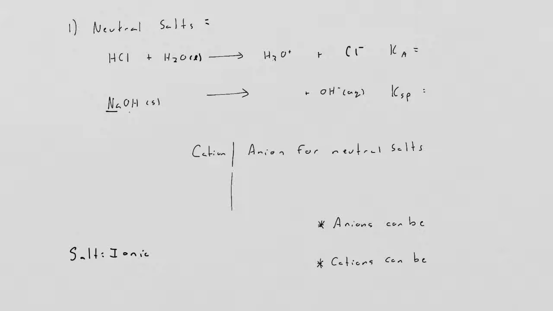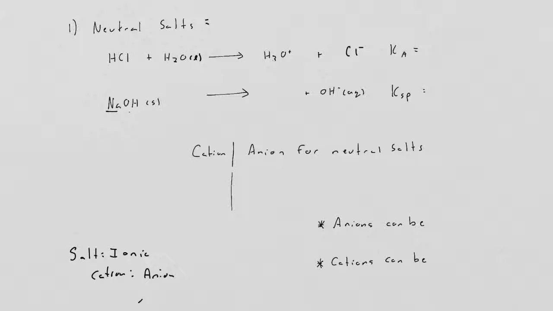So this video is on salts. Now, the first thing we should do is define salt. A salt is something that is ionic, which means it consists of a cation and an anion. Now, some salts are neutral, some are basic, and some are acidic.